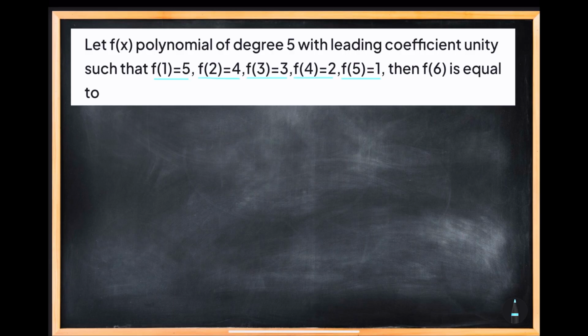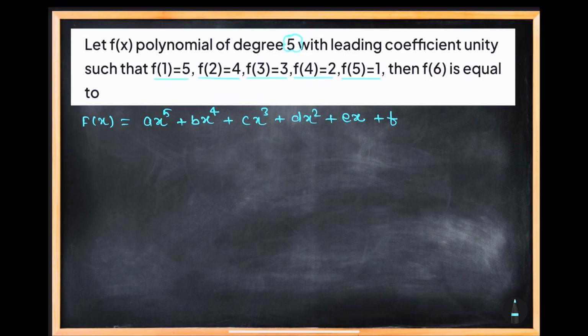Now, the point is, before solving this question, you need to find out who is f of x. As they have mentioned that it is of degree 5, we can write down a 5 degree polynomial: ax power 5 plus bx power 4 plus cx cube plus dx square plus ex plus f.